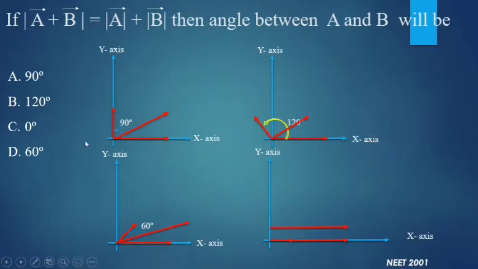But for 0-degree angle, the magnitude of two different input vectors is equal to the magnitude of the resultant vector. So vector A plus vector B is the resultant vector. So option C is correct.